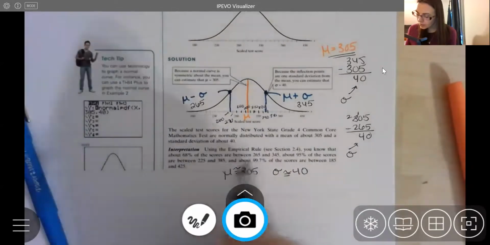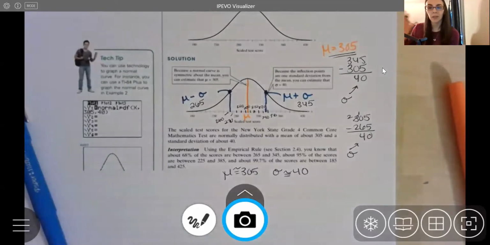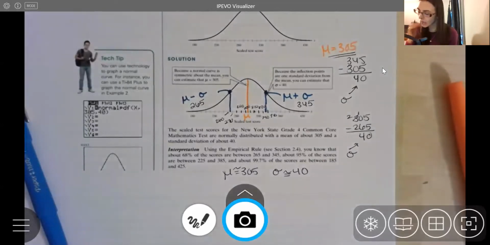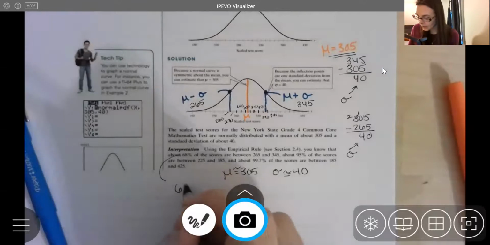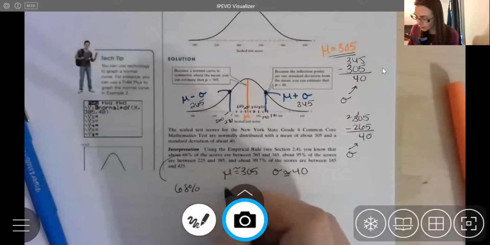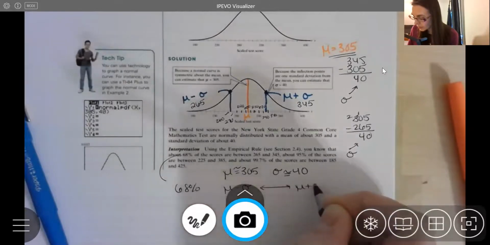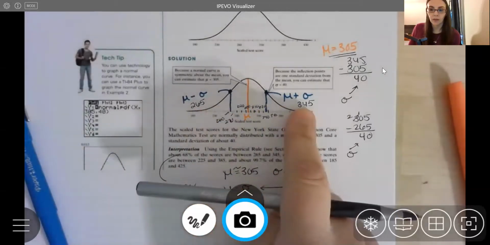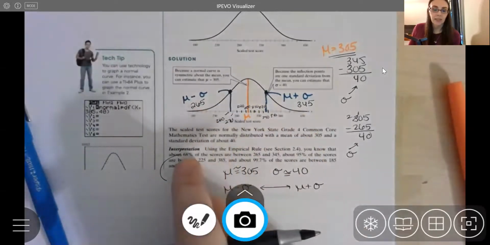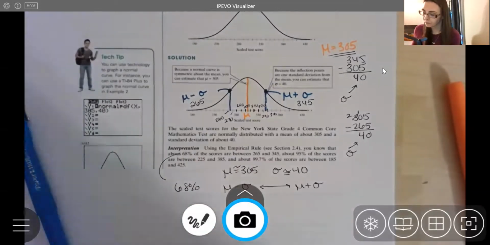Okay, now just a little bit more. If you think back to the empirical rule back in section 2.4, where we were looking at all those percentages for that bell-shaped curve, we do know that about 68% of the scores are within 1 standard deviation. So 68% is from the mean minus 1 standard deviation to the mean plus 1 standard deviation. So our values there were 265 to 345. So about 68% of students got scores between 265 and 345.